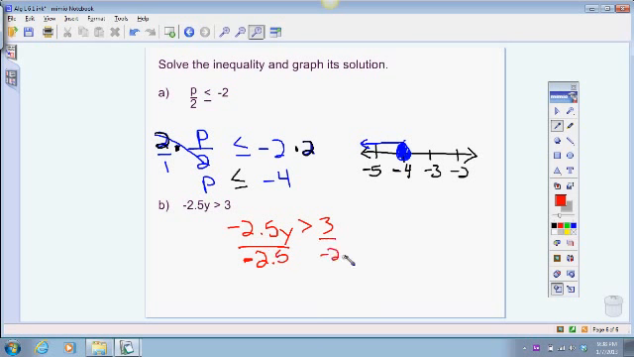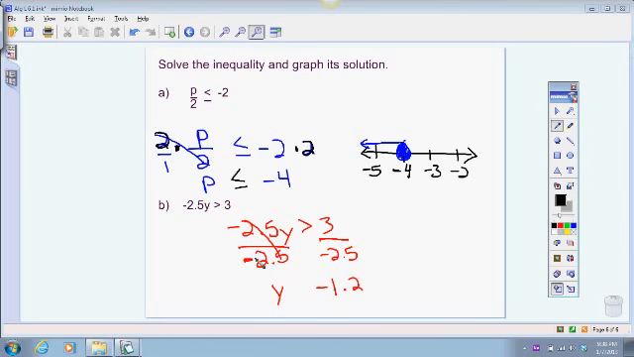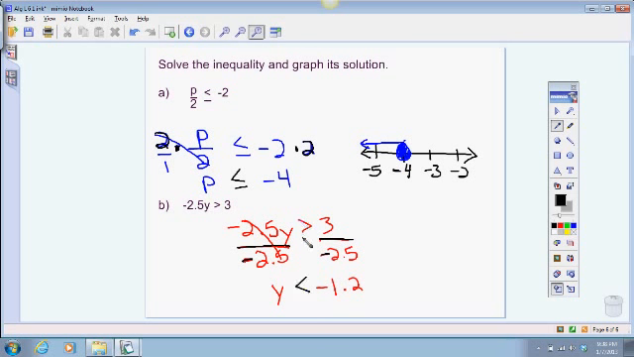Whatever we do to one side, you do to the other. So negative 2.5 divided by negative 2.5 is 1y. 3 divided by a negative 2.5 is going to be a negative 1.2. Now, before you bring your inequality down, you say, did I multiply or divide by a negative number? Yes, you did. You divided by a negative 2.5 to each side. If you divide by a negative, or if you multiply by a negative, take your inequality and just flip it over. Instead of saying greater than, you say less than.